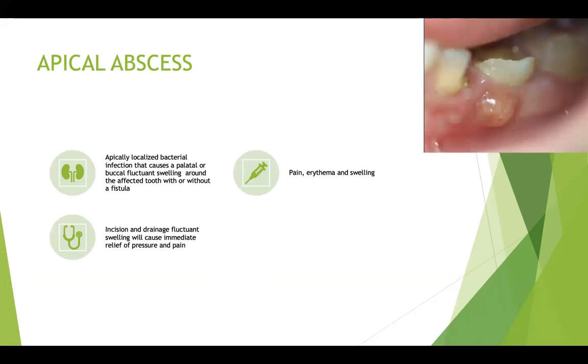So after that, an apical abscess can form. As you see in the picture right here, this is usually what it will look like. It is an apically localized bacterial infection presenting on the palatal or buccal. It will be fluctuant and it will be somewhere around the affected tooth with or without a fistula, so it's either draining or non-draining. You can also trace it with the gutta percha and take an x-ray. You will have pain, erythema, and swelling.